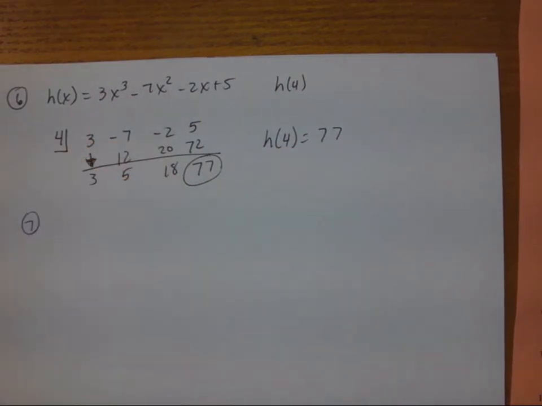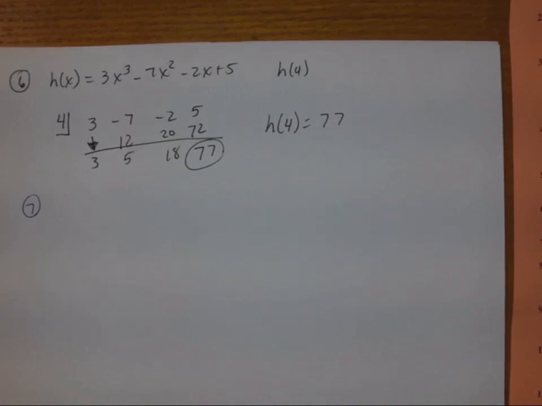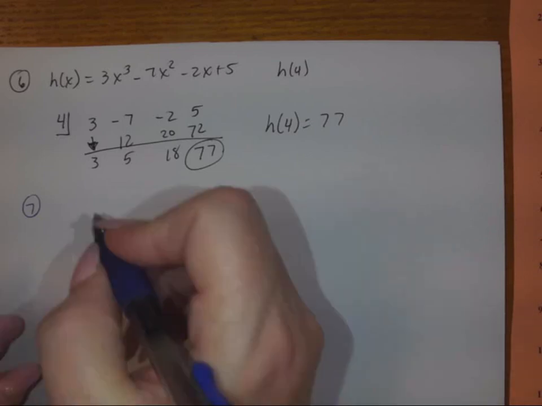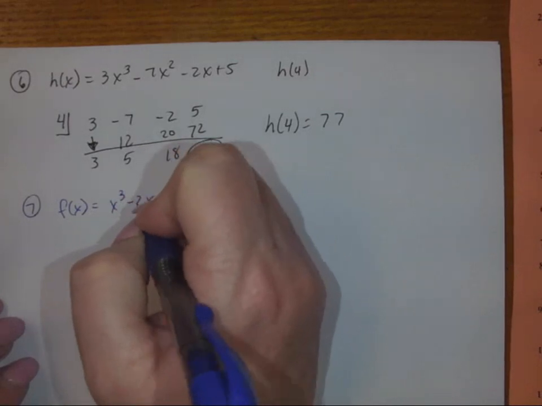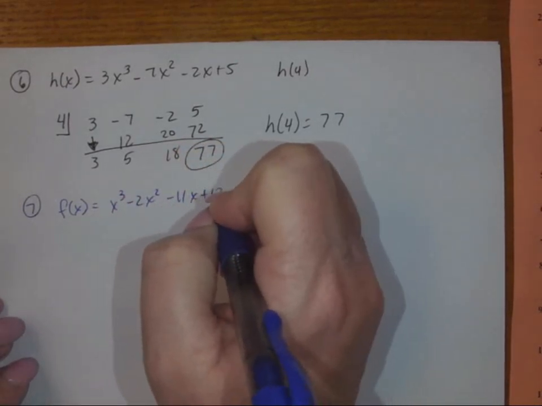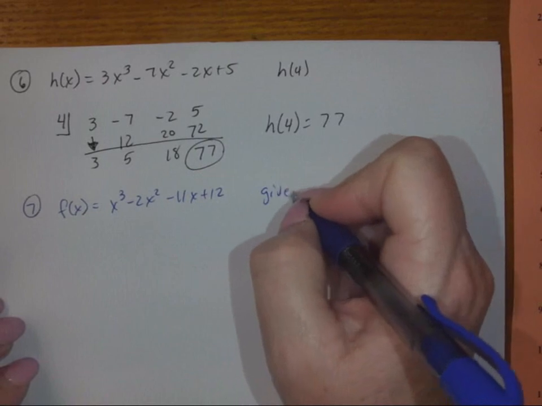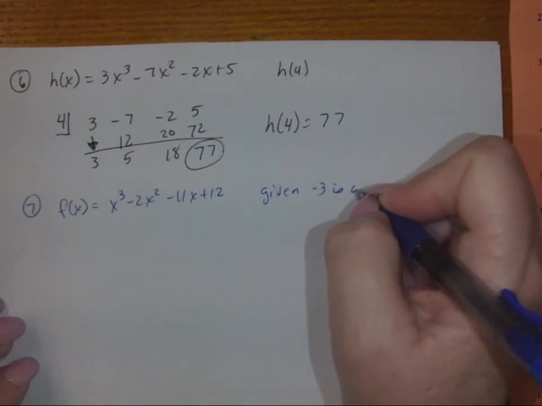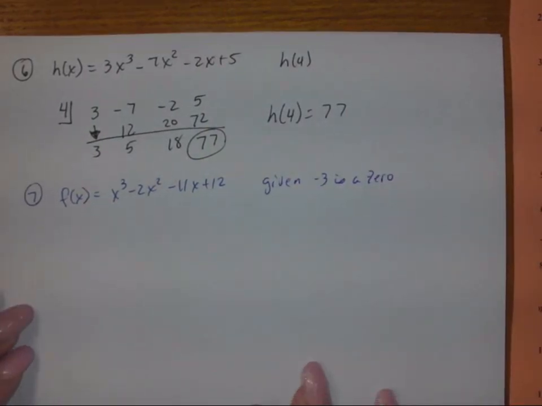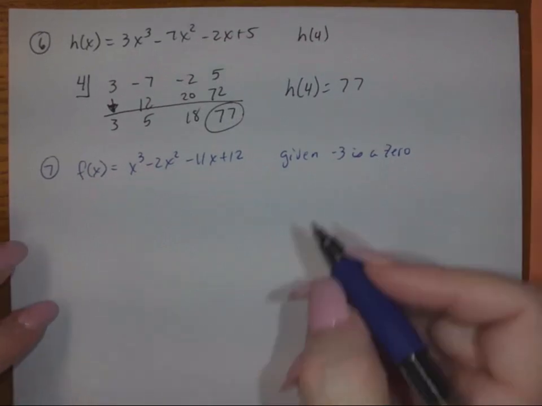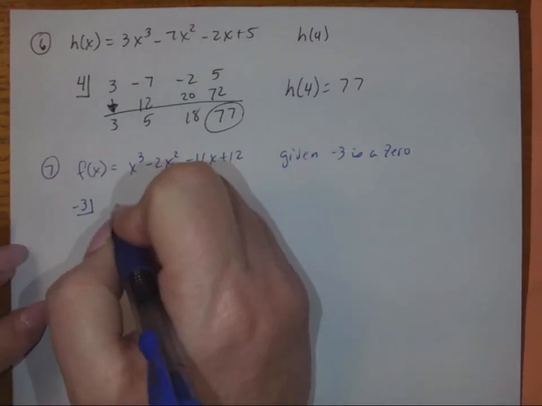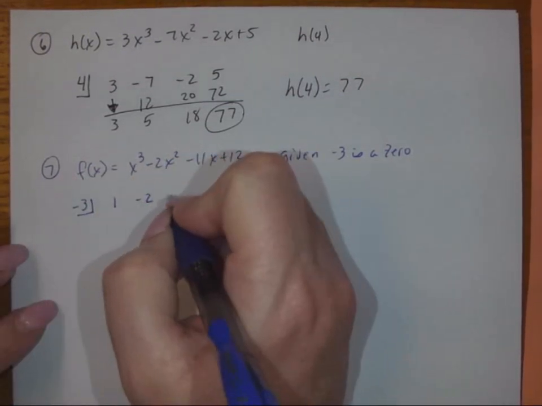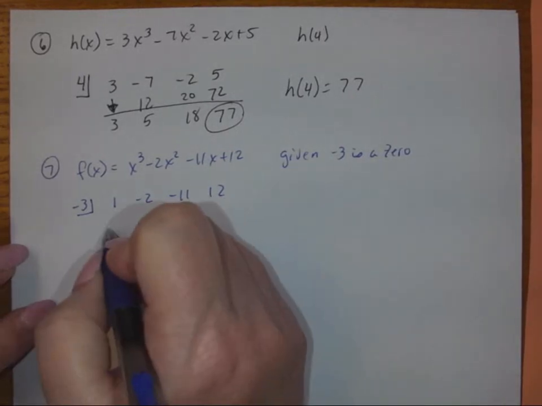All right, our next question, number 7, is solve by using synthetic division to find all the zeros. Given that -3 is a zero of f of x equals x cubed minus 2x squared minus 11x plus 12, and we are given that -3 is a 0. So if they tell you it's a 0, you should get a remainder of 0 when you use synthetic division. So -3 goes in our box, and we have 1, -2, -11, and 12 as our coefficients.